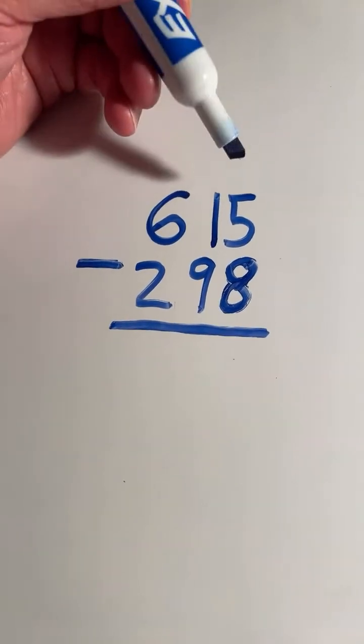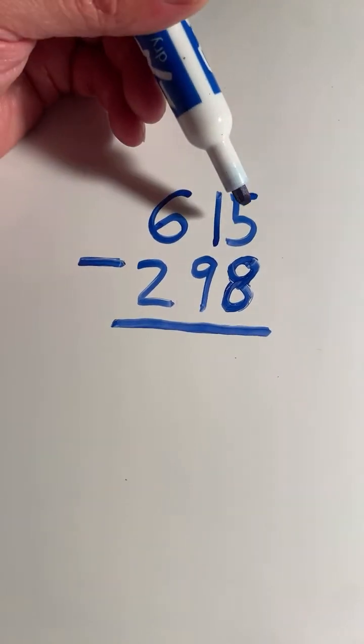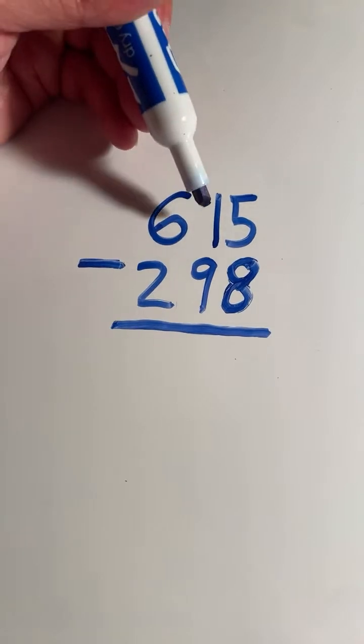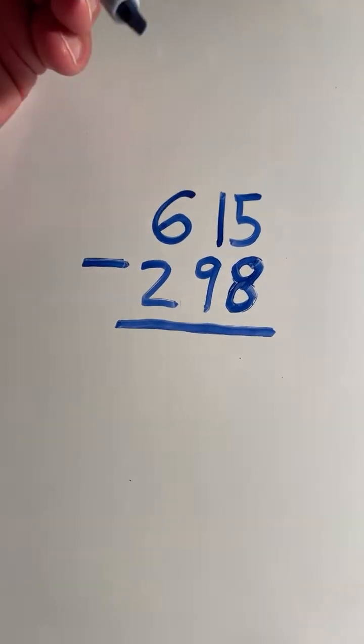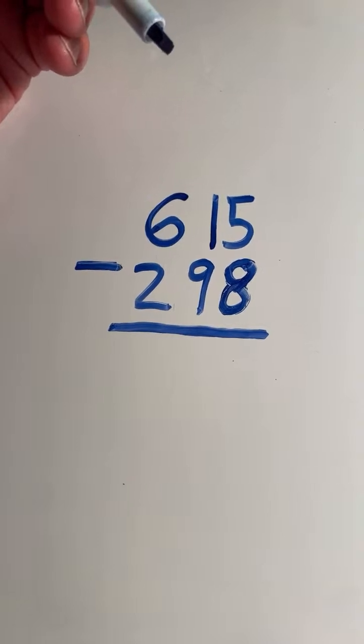Now in this problem, looking in the ones place, 8 is bigger than 5. You cannot start out with 5 and take away 8. Also, 9 is bigger than 1. You cannot start out with 1 and take away 9. So we will need to regroup in both the tens place and the ones place.